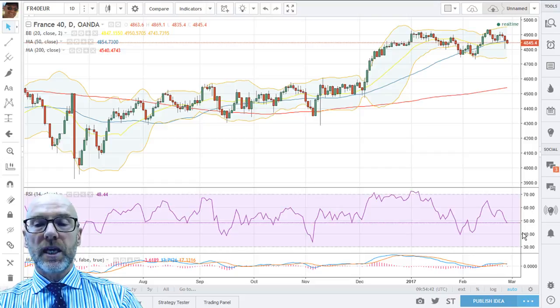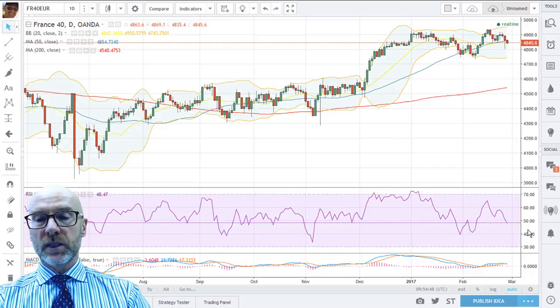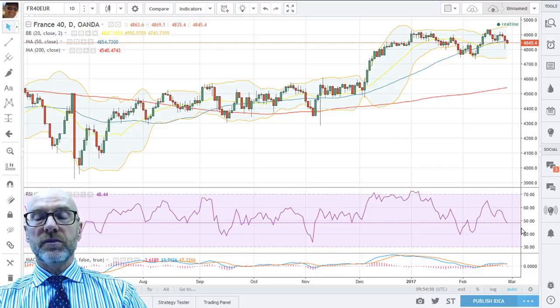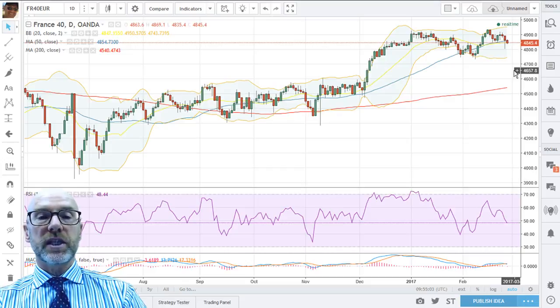The RSI, as you can see, has actually gone below 50, at 48.47. So not a very pretty picture there, and again the MACD is rolling over. So it looks like we're going to come back and test the supports, which are seen at around the 47.40 level.